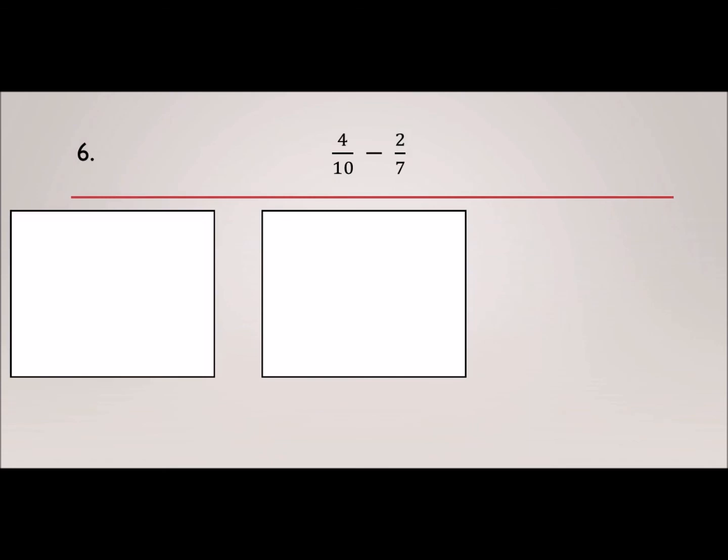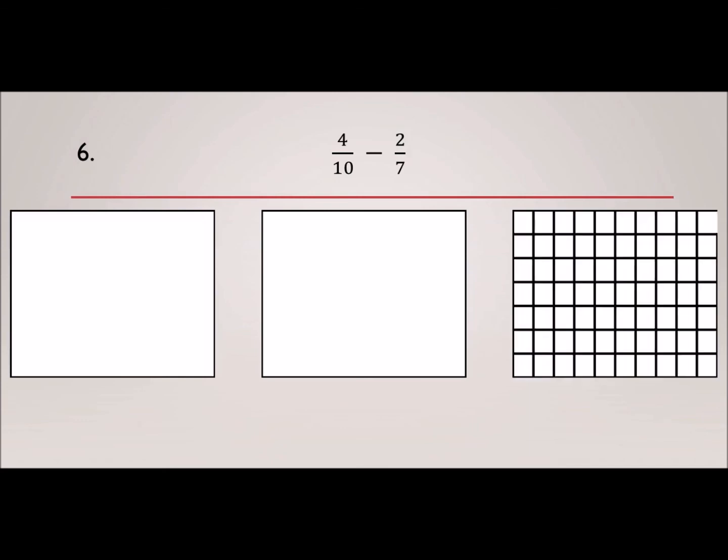So in the first box, I have 10 parts that are divided, and of the 10 parts, 4 is shaded. And in the second box, I should have 7 parts, and of the 7 parts, 2 is shaded, right? So we should have something like this. Okay, so far it should be good. And then together, the number of total boxes, or the common denominator, should come out to be 70. Did you get that? Okay, so now the first box.